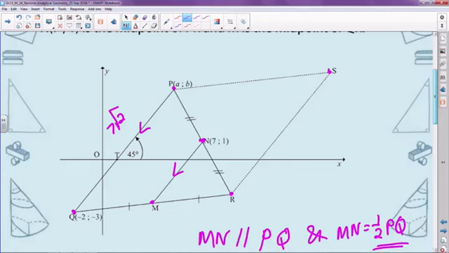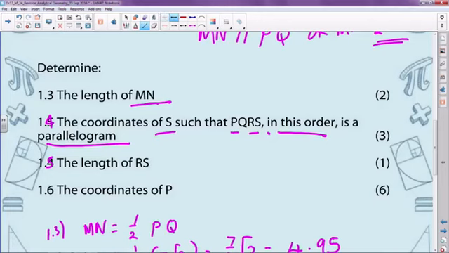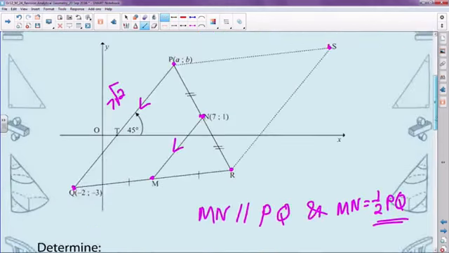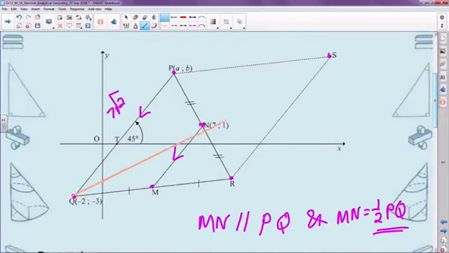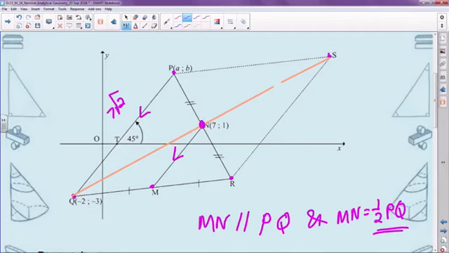So given that it's in that order is important, because if I then extend a line from the point Q to the point S, given that PQRS is a parallelogram, we will have that the midpoint of the lines PR and QS would be at the point N. Because remember, what we know about the diagonals of a parallelogram is that they bisect each other. So therefore, this point N, which is (7; 1), is going to be the midpoint of line PR and also the midpoint of line QS.